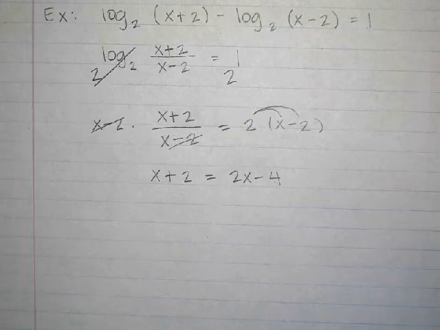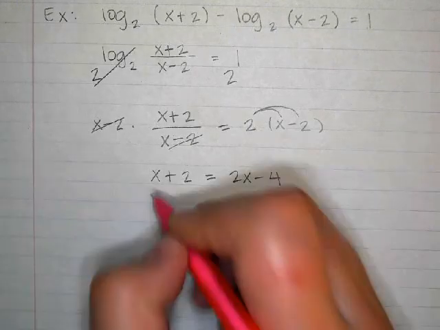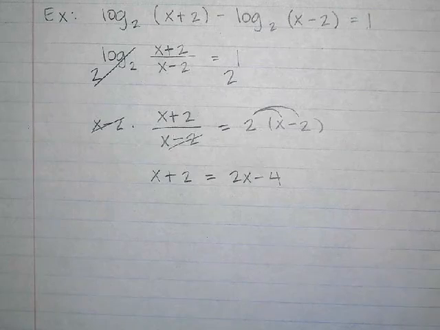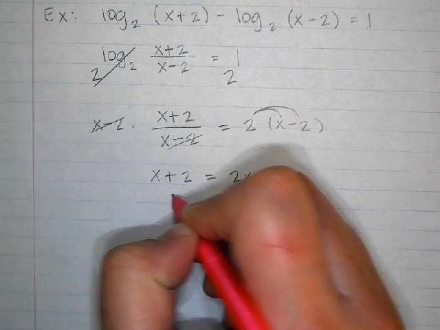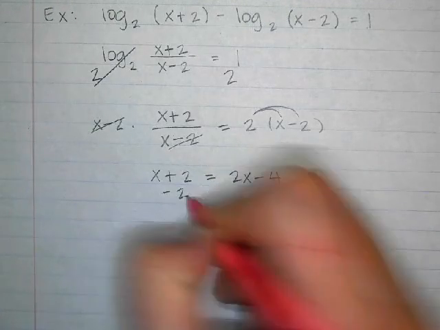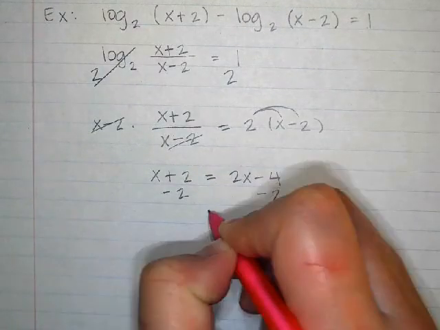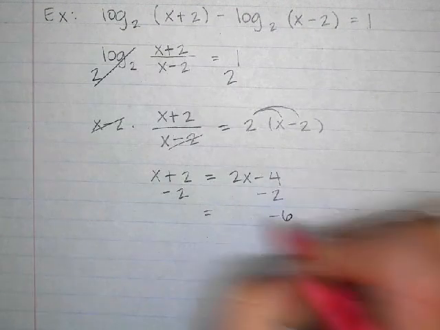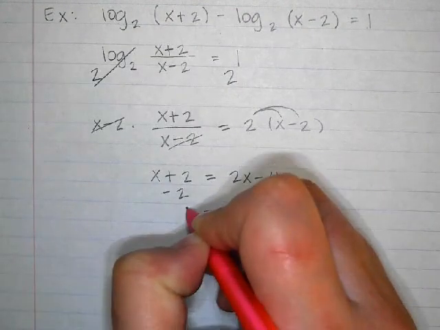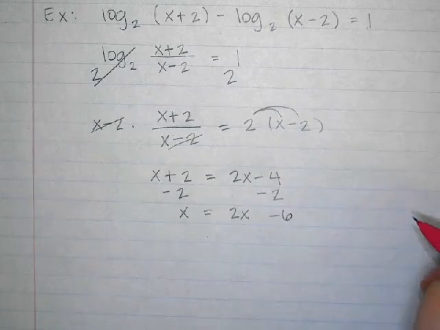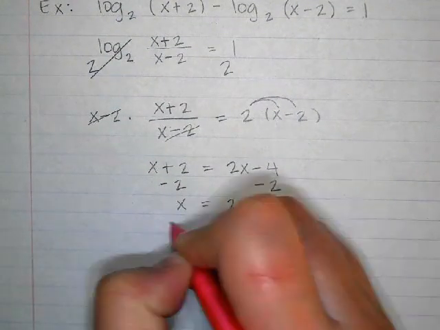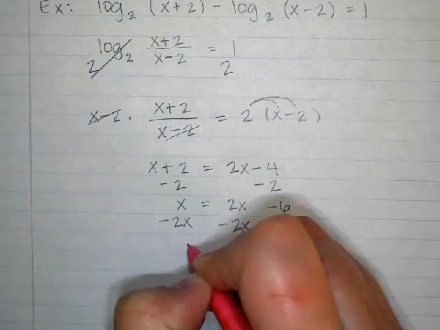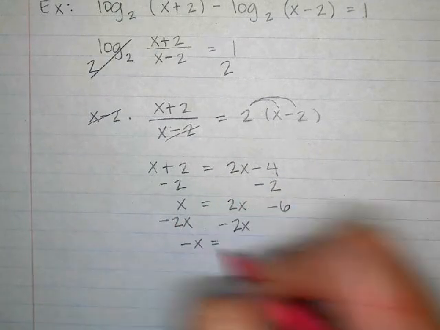Subtract the 2 over. And then I can get my x's alone. So negative x equals negative 6, and so x equals 6. Okay.